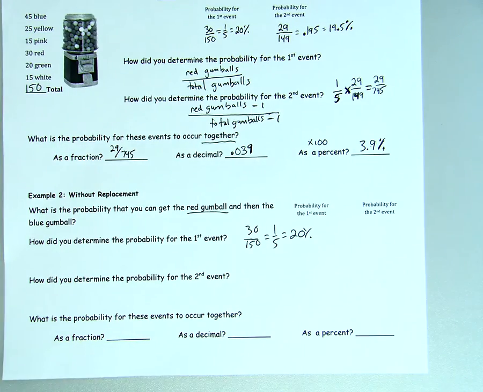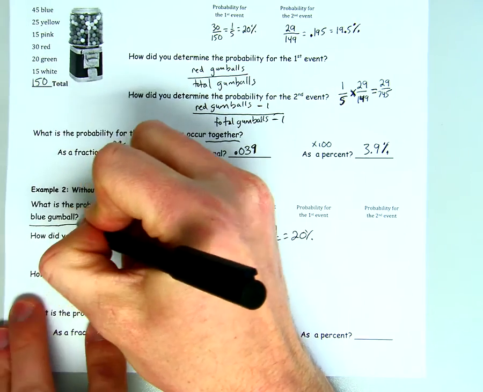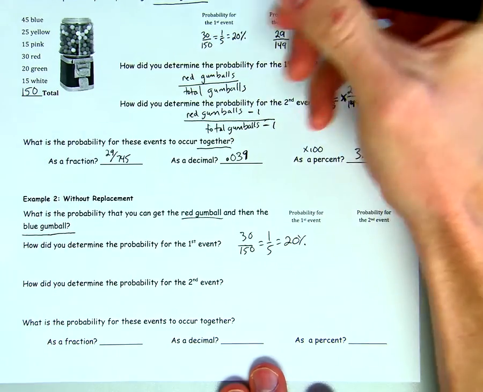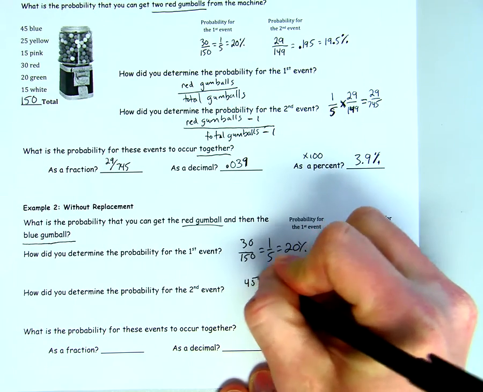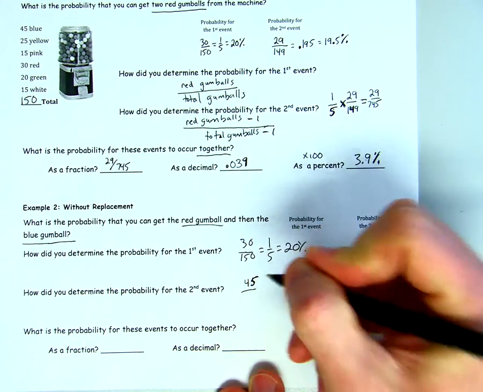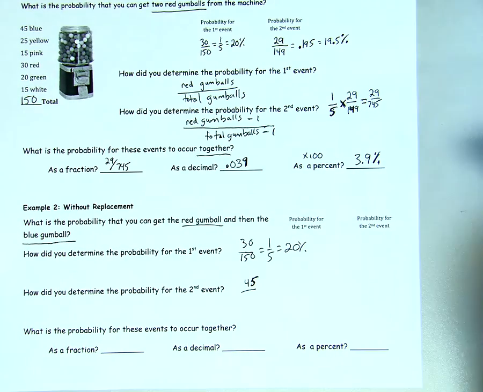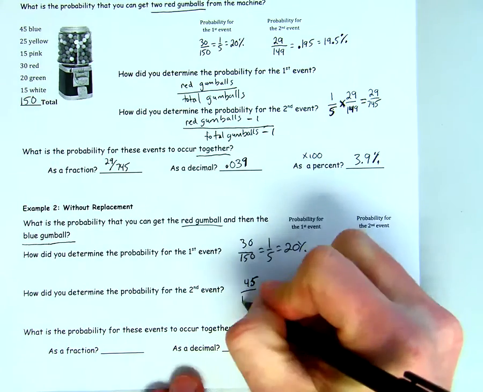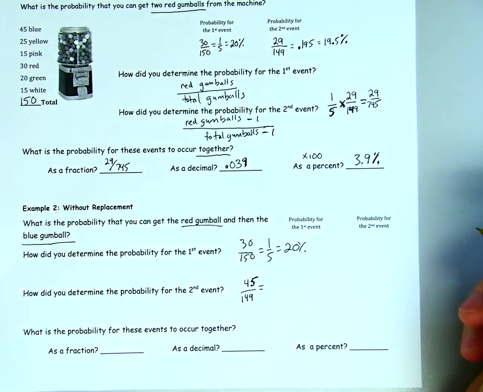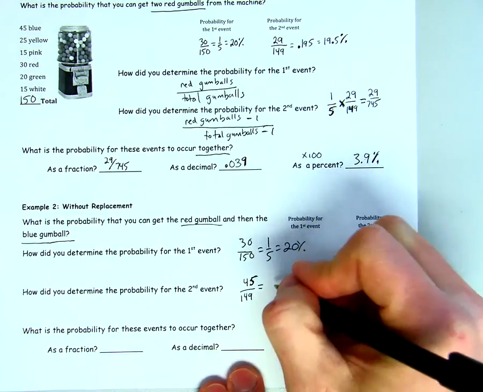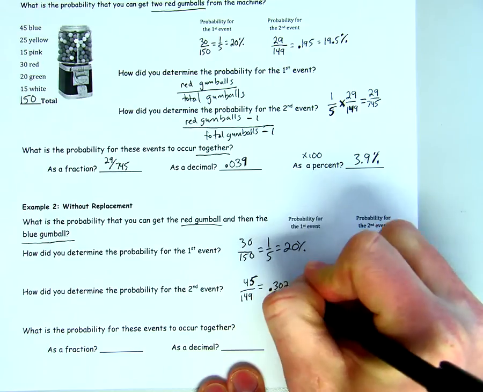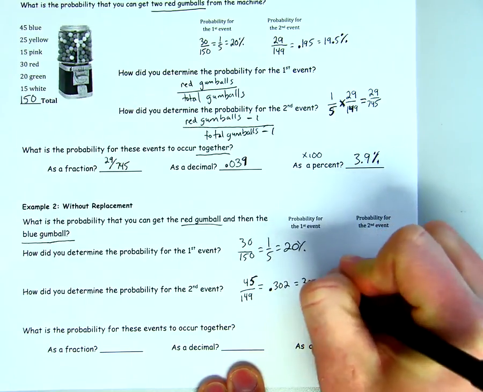All right. My second event now is not pulling a second red gumball, but it is pulling a blue gumball. Okay. So if I look at my totals up here, I actually have 45 blue gumballs. So it is going to be 45, and it's not going to be out of 150 total because one of the red ones is already pulled. So now it's going to be out of 149. Okay. So if I do 45 divided by 149, I get an answer of 0.302, which is equal to my 30.2%.